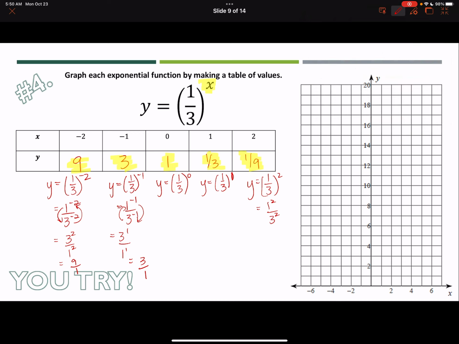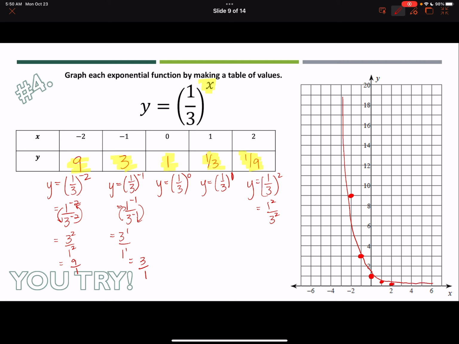Okay, let's plot these points. -2, 9. -1, 3. 0, 1. 1, 1/3, which is like 0.3. 2, 1/9, which is like 0.1. And now we see this curved pattern. When we connect these, remember they're going to kind of flatten out again.